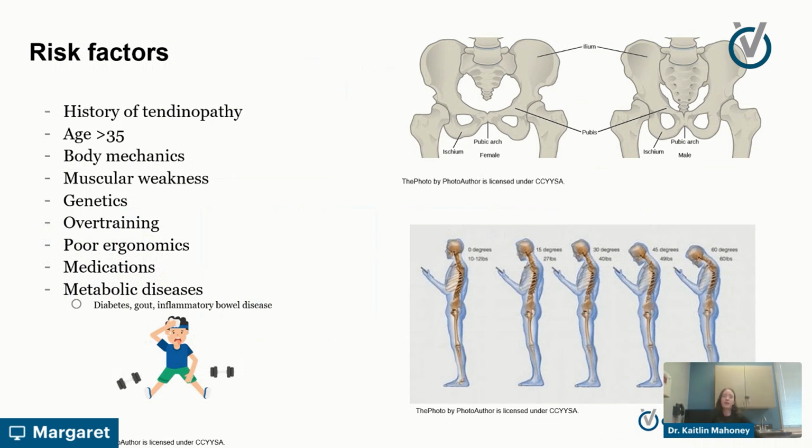There are a lot of medications that can contribute to tendon issues. Statins for cholesterol can increase your risk. There are a few antibiotics that can increase your risk for tendon issues. And then metabolic diseases can also contribute. This is kind of a newer concept. It wasn't really studied for a while, but recently we've realized the role that diabetes has in tendinopathy, and other inflammatory conditions like inflammatory bowel disease or gout. Also, that total body inflammation does put you at risk for tendinopathy.